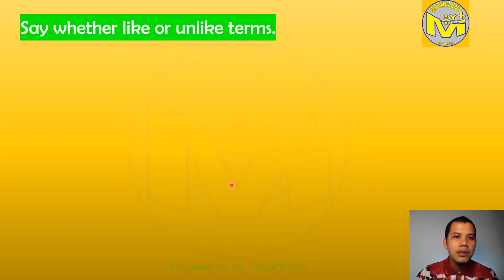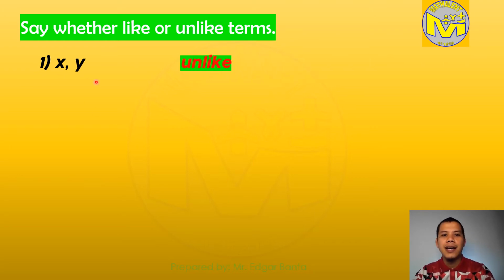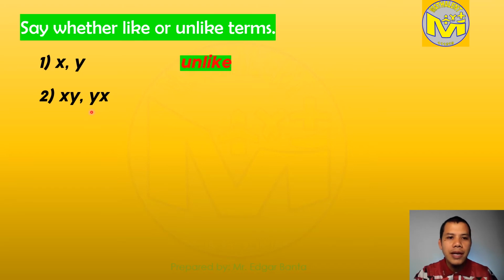Now let's go. Say whether like or unlike terms. This one, X and Y. Like or unlike? They are unlike terms. I have 2 terms here, X, Y, and YX. What do you think? Are they unlike or like terms?